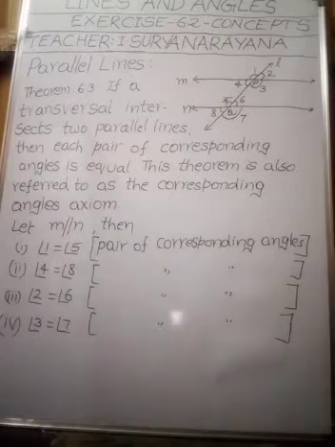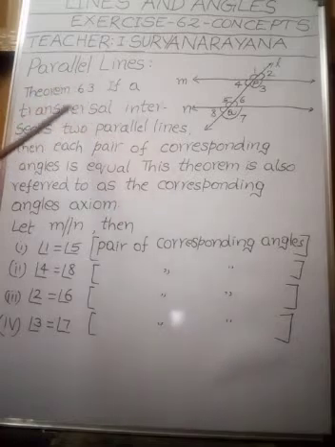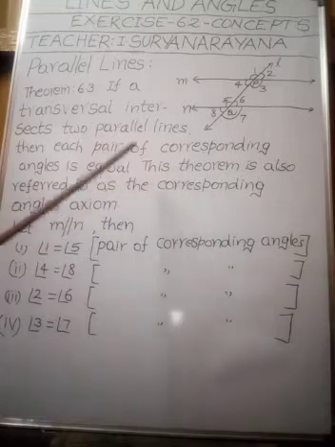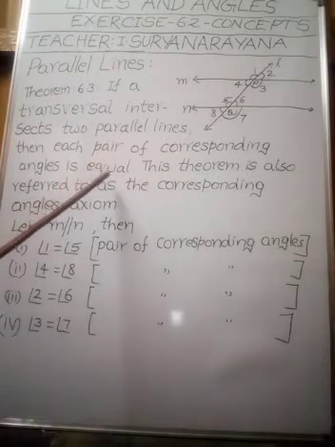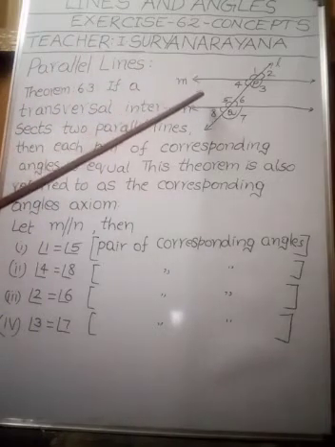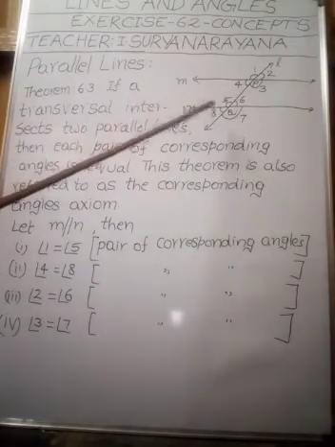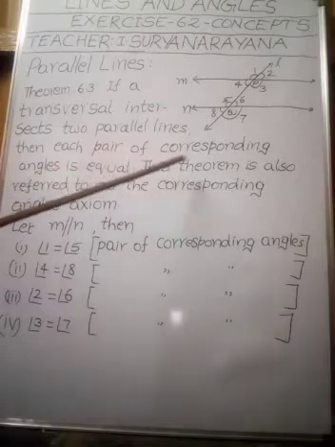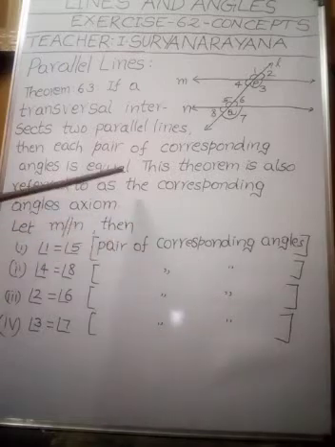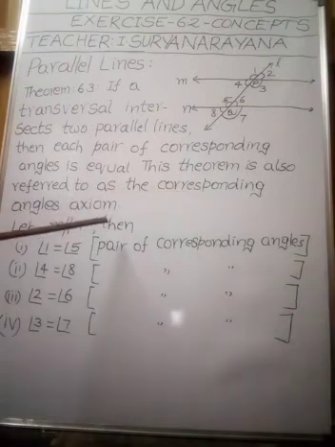Okay, my children. See theorem number 6.3 in the textbook. If a transversal intersects two parallel lines, then each pair of corresponding angles is equal. Okay, my children, if a pair of parallel lines is given, M and N are parallel lines, L is a transversal, then each pair of corresponding angles is equal. I will explain this later. This theorem is also referred to as the corresponding angles axiom.